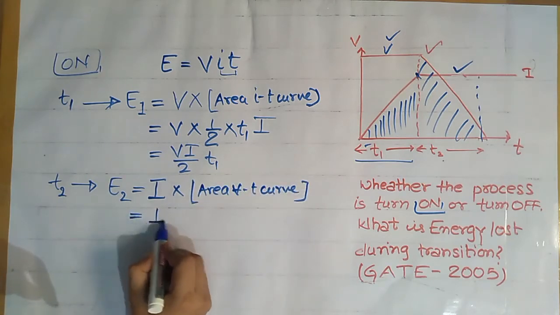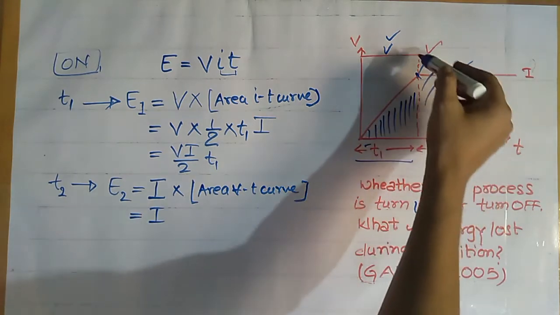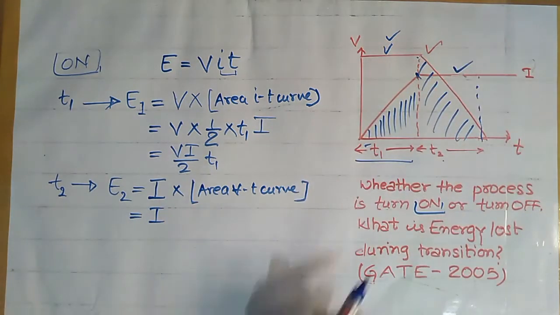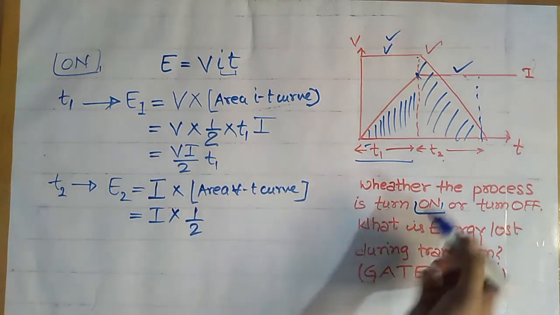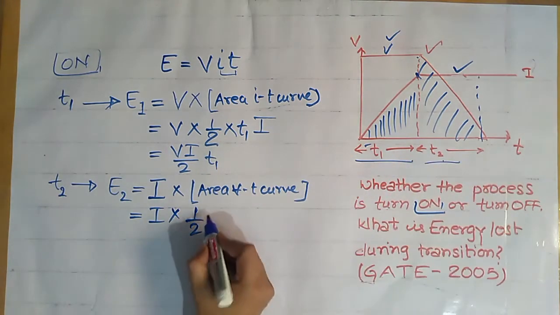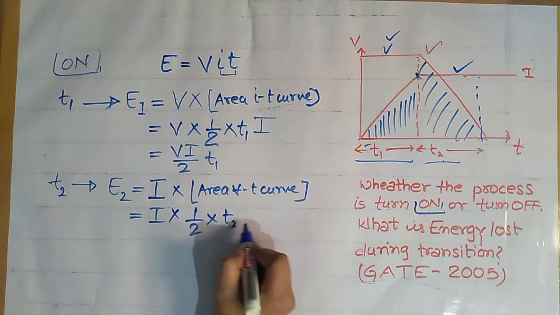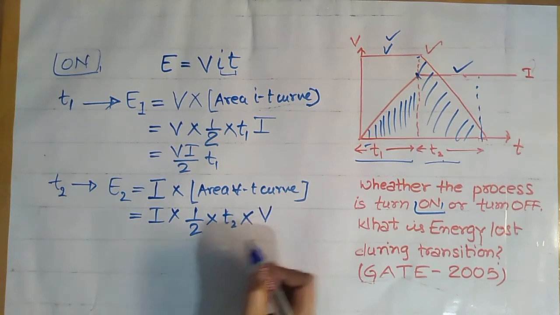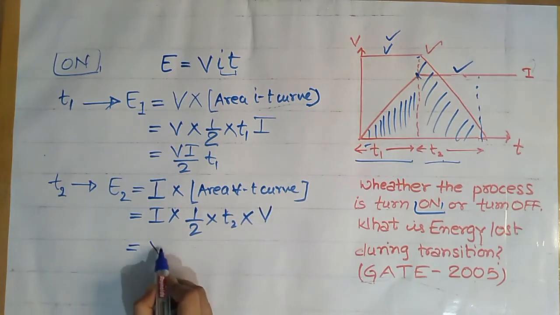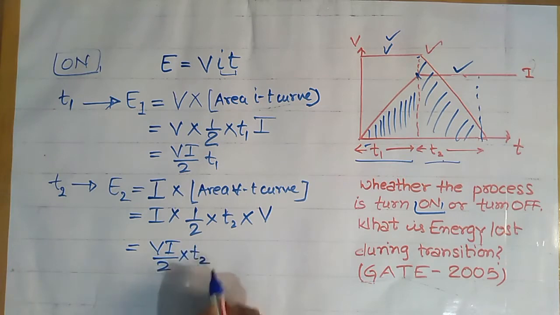Now what is area under VT curve? It is simply equal to half base into altitude because it is a triangle. So half, what is base? Base is equal to time T2, into altitude. What is altitude? Altitude is voltage V. So on solving this we get VI by 2 into T2.